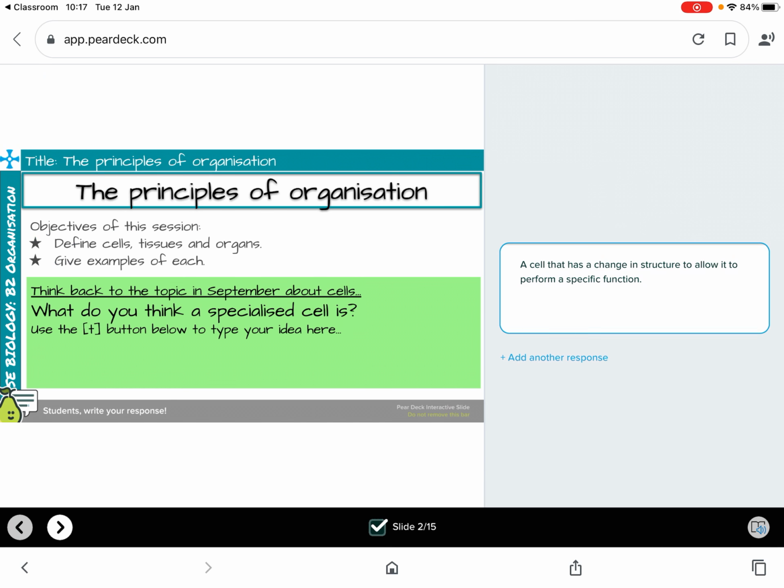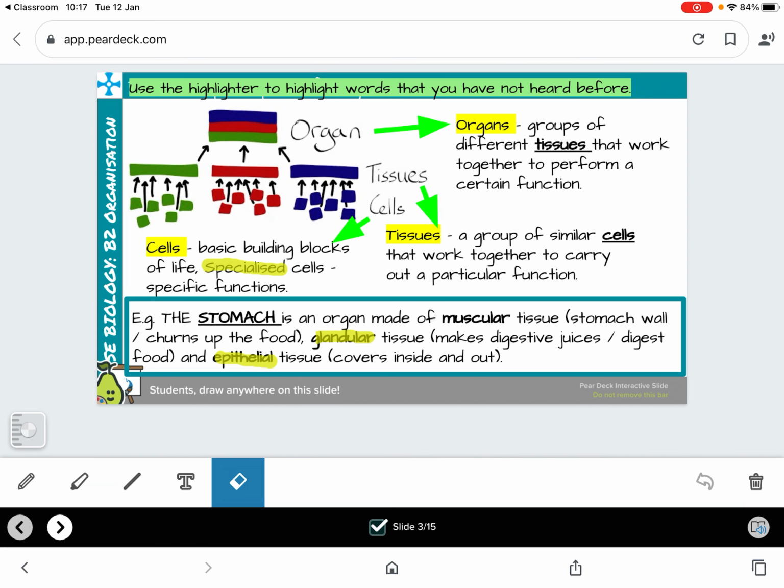Okay, so initially we began talking about specialized cells. What could you remember about specialized cells from the cell topic in September? A cell that has a change in structure. For example, a sperm cell has a tail to make it swim. A red blood cell has lost its nucleus, so it has more space for oxygen. So a change in structure to allow it to perform a specific function.